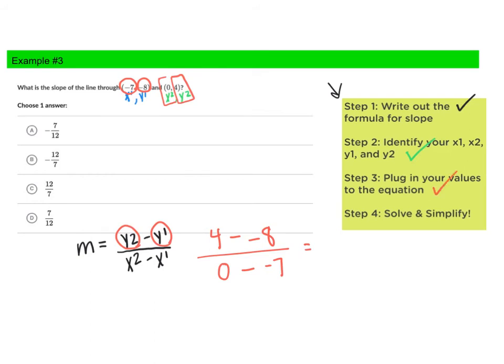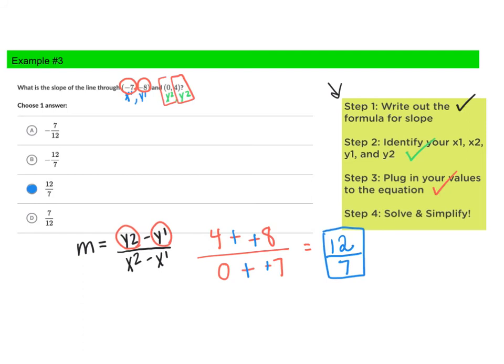All right. I've plugged my values into my equation, so step 4 is to just solve and simplify. So I'm just going to go ahead and do this math out. On the top, 4 take away -8. That's a double negative. So I'm going to do keep, change, opposite. 4 plus 8 is 12. On the bottom, I also have a double negative. 0 take away -7 becomes 0 plus 7, which is 7. So the slope for this line is 12 over 7. I don't think that can be reduced. It can be turned into a decimal or a mixed number, but as I'm looking at my answer choices, this is an answer choice. It is C.